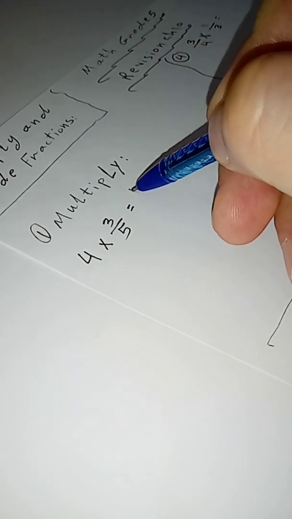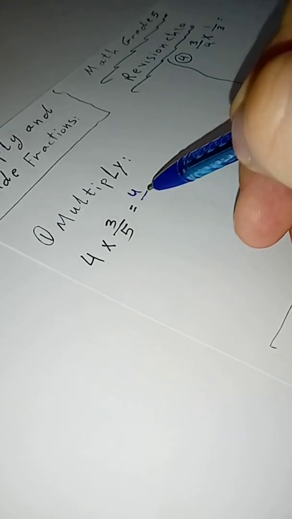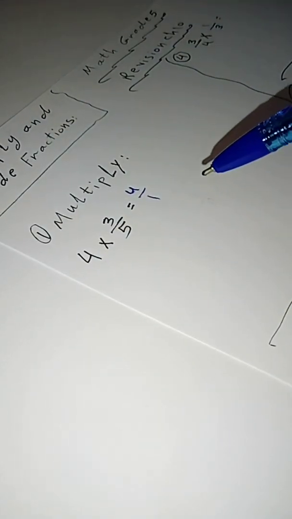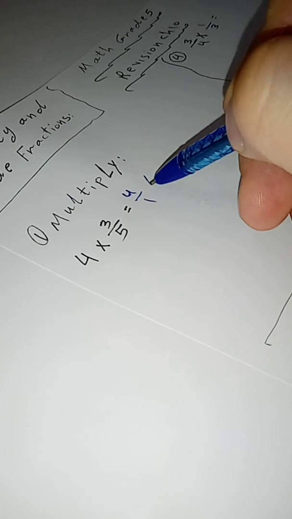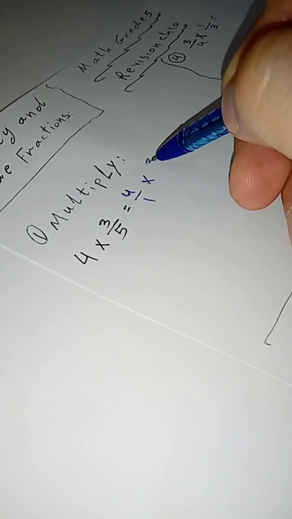How to multiply a whole number by a fraction? The first step, change the whole number to a fraction. How? Put the denominator 1. So I can write here 4 over 1, multiplied by 3 over 5.